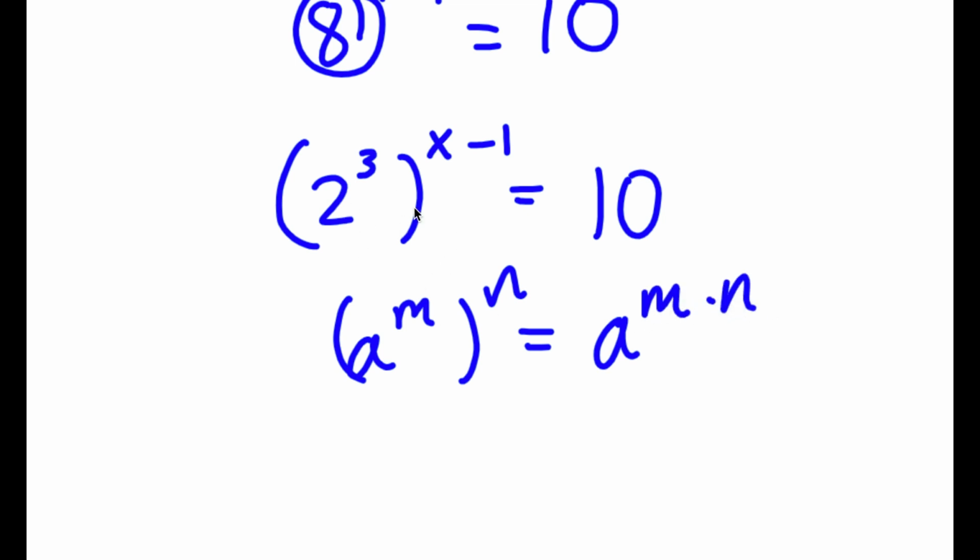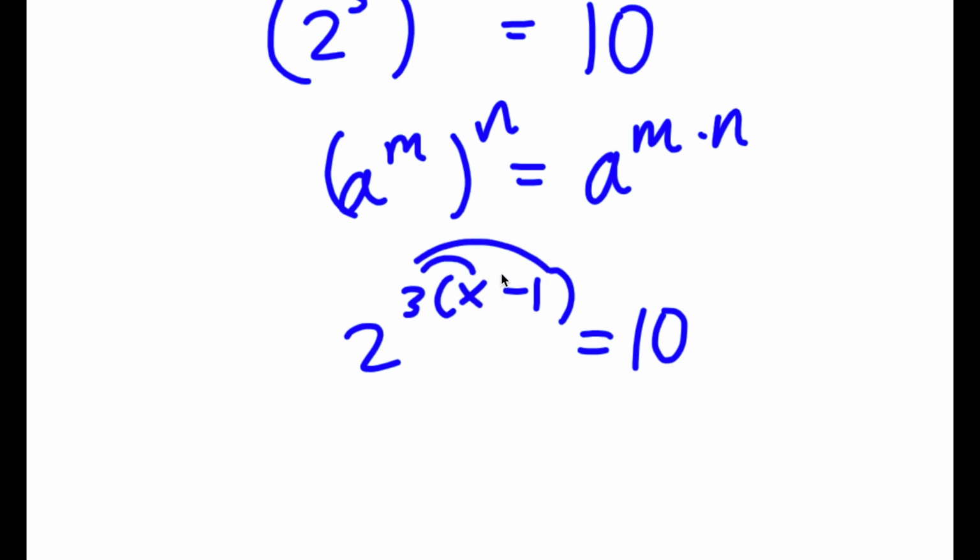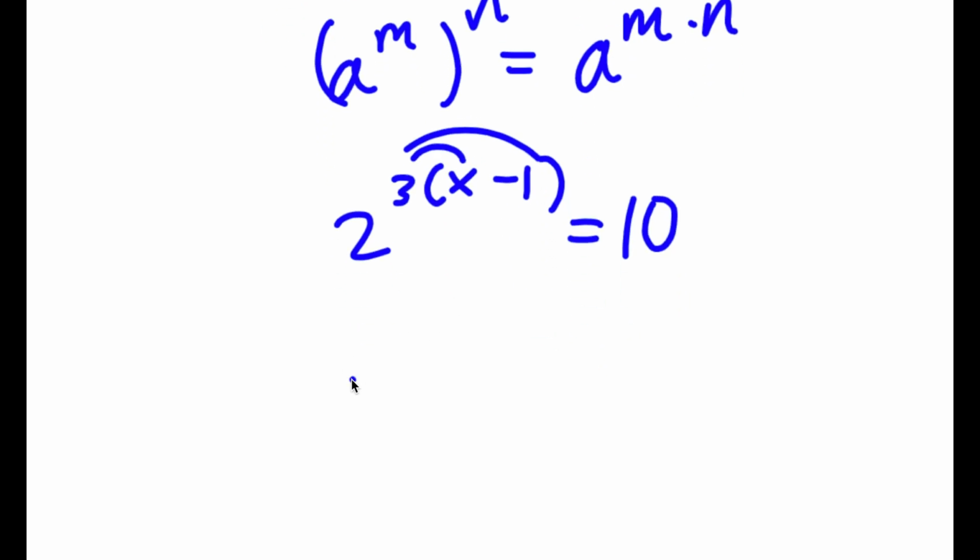So 2 to the power of 3 to the power of x minus 1, that's going to equal 2 to the power of 3 times x minus 1. And I can simply distribute the 3, so I have 3 times x plus 3 times negative 1. So 3 times x is 3x, and 3 times negative 1 is negative 3. So I have 2 to the power of 3x minus 3 is equal to 10.